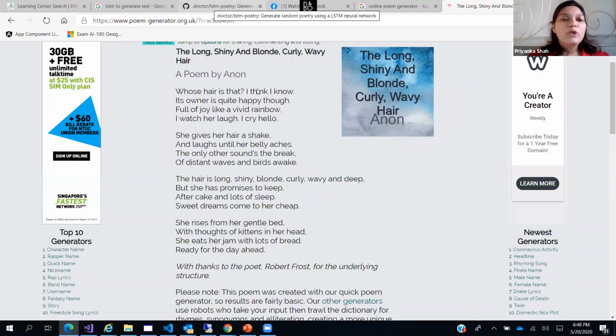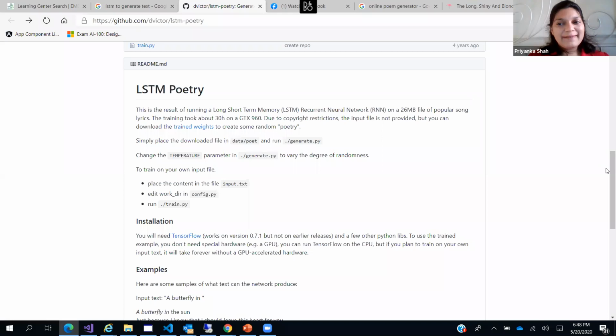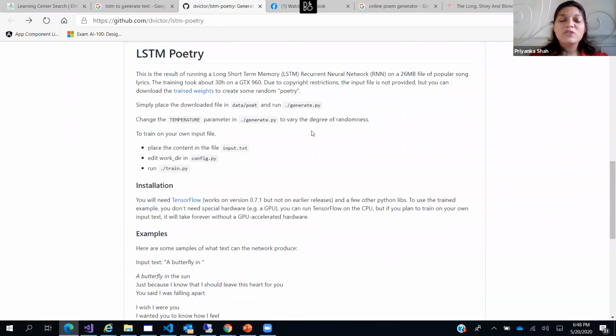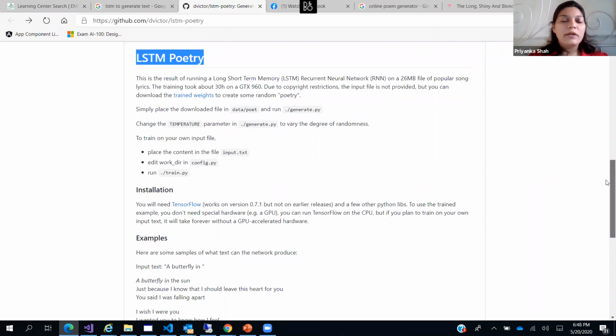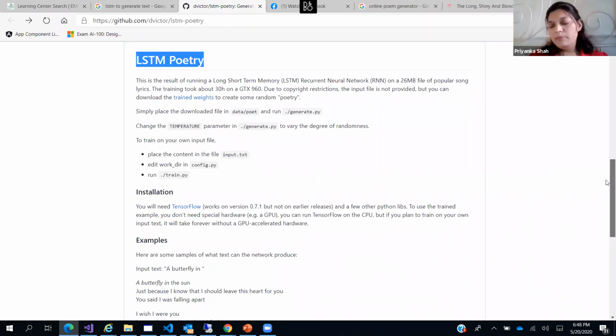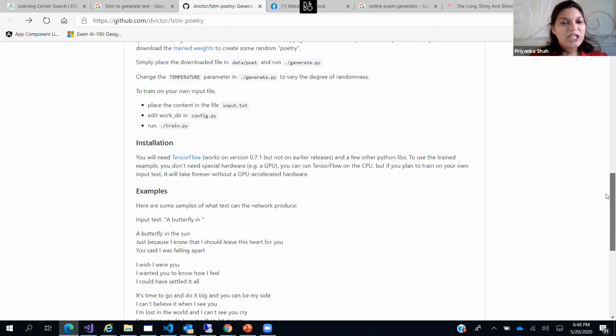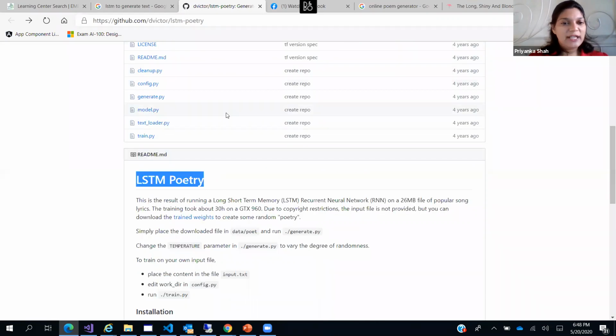Okay, I would like to point you to a very interesting source here, where around 30 hours of testing has gone in, and this is a comprehensive poetry database. All right. And this is pre-trained. If you want to input your own text, you're most welcome to do that. But this is pre-trained, so you will just use a generate.py file here and use the input data which is already pre-fed.